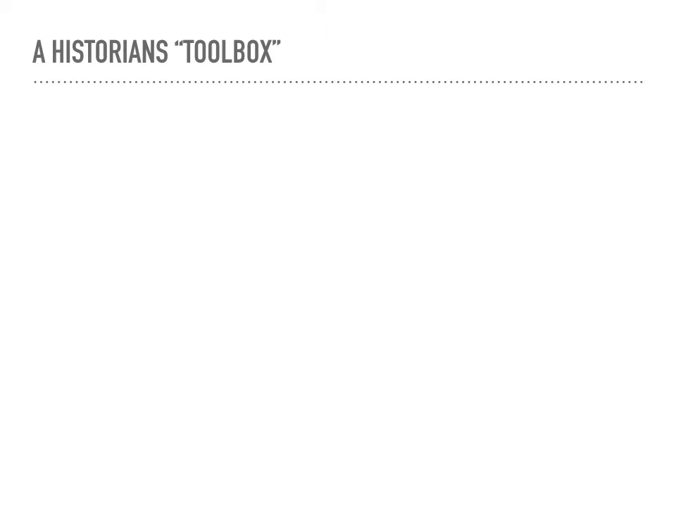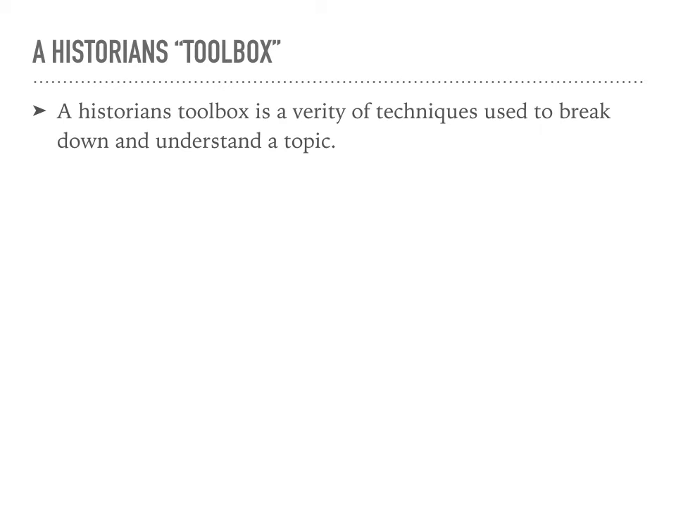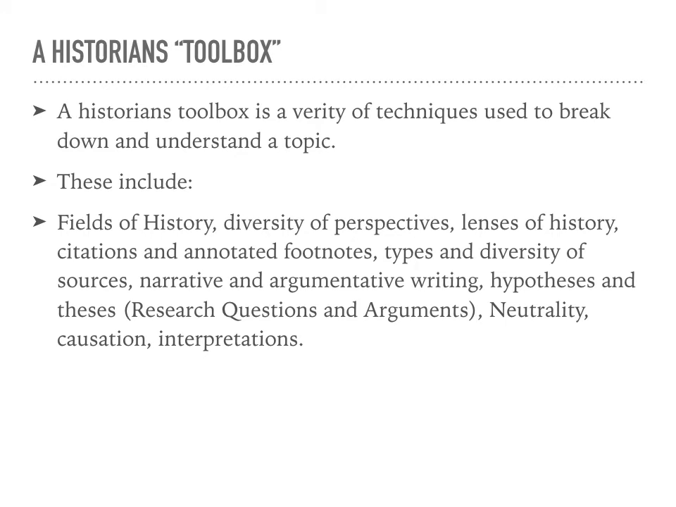This can be called the historian's toolbox. What is really the historian's toolbox? Well, the historian's toolbox is a variety of techniques used to break down and understand a topic. These can realistically include the fields of history, diversity of perspectives, lenses of history, citations and annotated footnotes, types and diversity of sources, narrative and argumentative writing, hypothesis and thesis, which is further broken down into research questions and arguments, neutrality, causations, and interpretations. All these put together will help us get a very strong argument and help us understand the information we are researching and writing about.